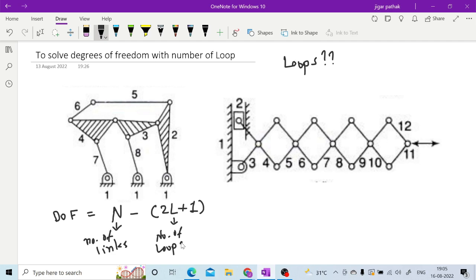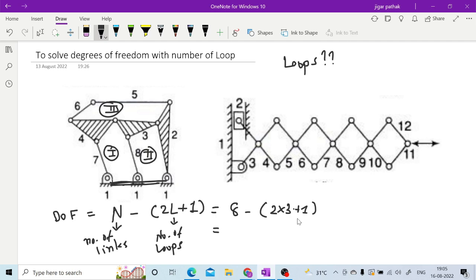So here number of loops means, as you can see, this one is the continuous fixed link, right? So the number of loops formed in this mechanism is 1, 2 and 3. If you apply this equation, the degree of freedom is equal to the number of links, which is 8, minus 2 into the number of loops, that is 3, plus 1. So 8 minus 6 plus 1, that is 3. So the degree of freedom is 1 for this particular mechanism.